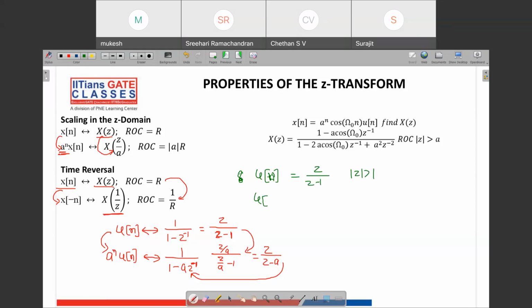If you take u of minus n, for its z transform you just replace z with 1 by z. So 1 by z upon 1 by z minus 1, and mod of z will be less than 1. So r became 1 by r. That means here it was mod of z greater than 1, and here it will become mod of z less than 1. Simplifying, it becomes 1 upon 1 minus z. This will be the z transform for u of minus n.